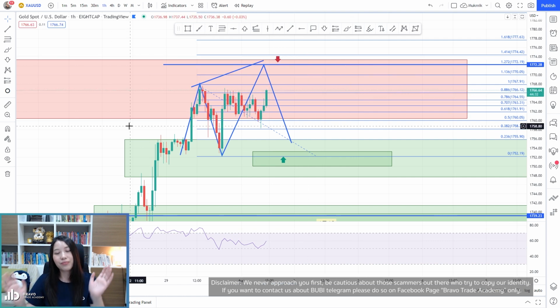All right, so that's the rough plan for today. All of them are not confirmed. It's just the big picture of today's trading plan.